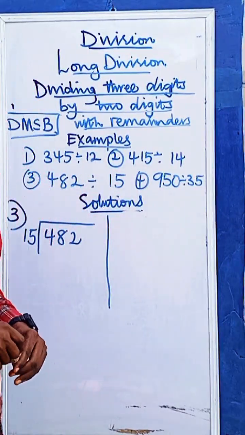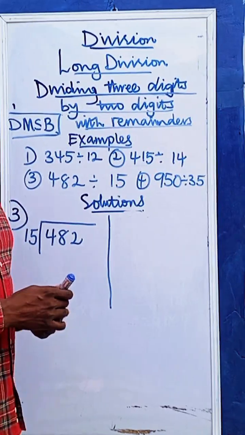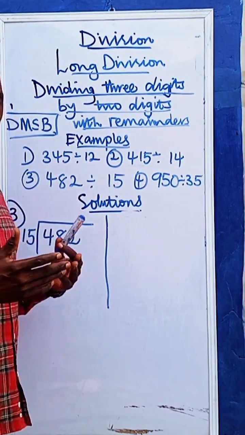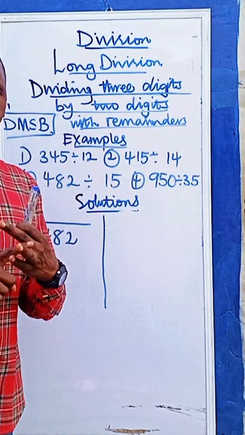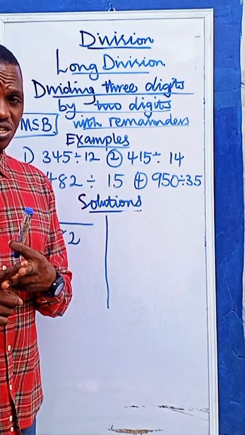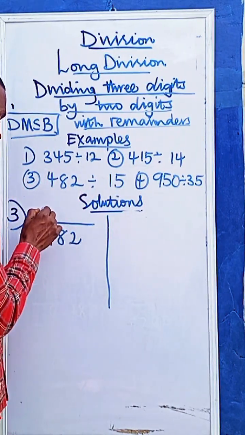That is, if there is any number to bring down. So let's go to the next one. Now, 15 in 48. How many times can 15 go in 48? Of course, my crystal ball is telling me 15 times 1 is 15, 15 times 2 is 30, 15 times 3 is 45. So 15 will go in 48 3 times.